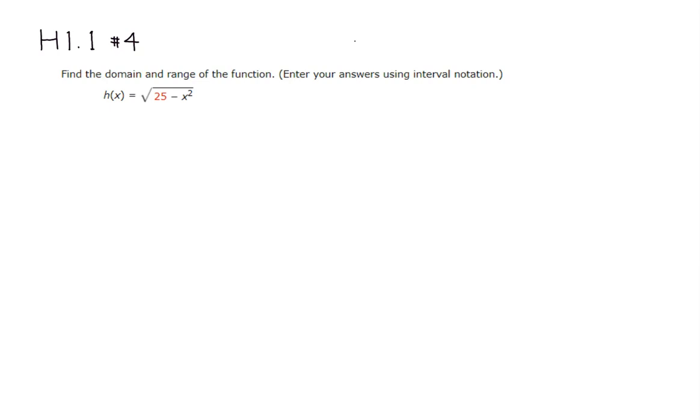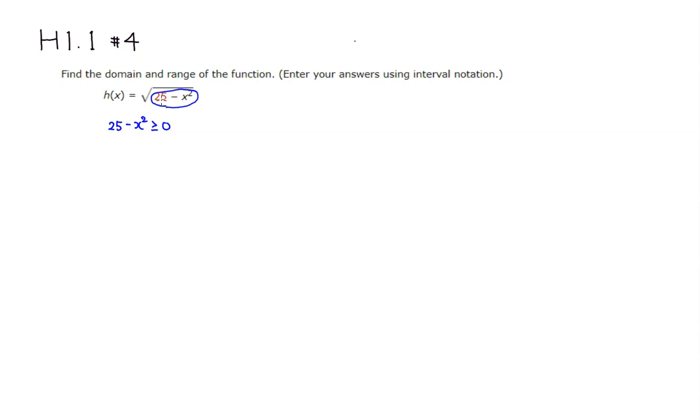Remember that when you have a square root, we have to make sure that the expression inside the square root must be non-negative. So in notation, you have 25 minus x squared, the expression inside the square root, which must be non-negative. That means it has to be greater than or equal to 0.